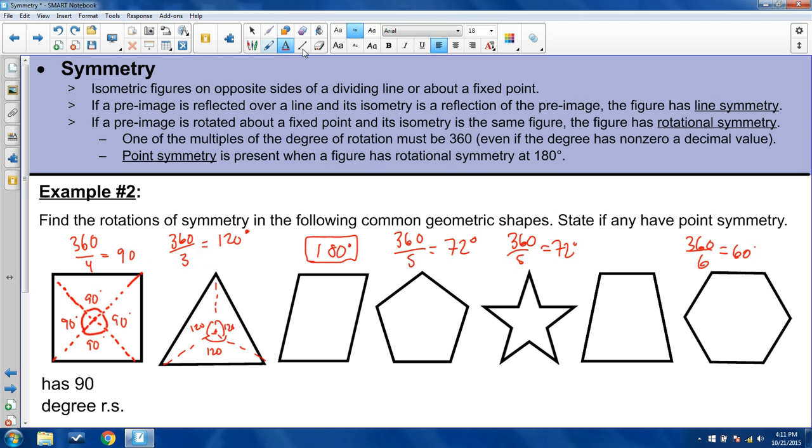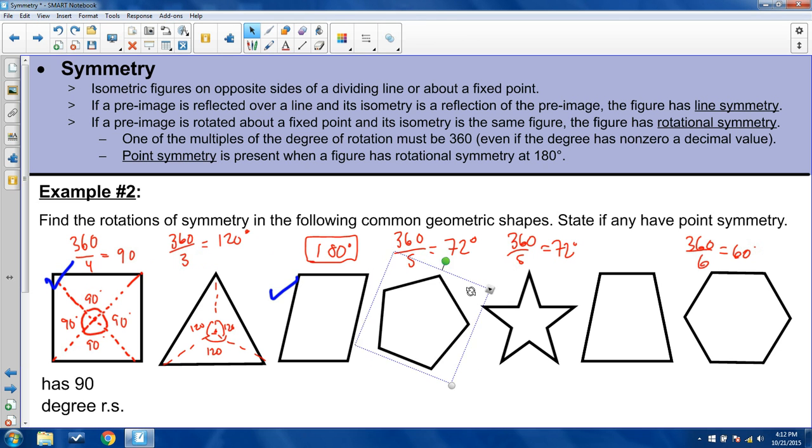So let me start checking off which ones have it. Square, rotational symmetry, parallelogram does. Pentagon, multiples of 72 are 72, 144, 216, up, surpasses 180. And that also makes sense. If I flip this around, this would be an upside down pentagon. So also not point symmetry. Star would be the same, no point symmetry.